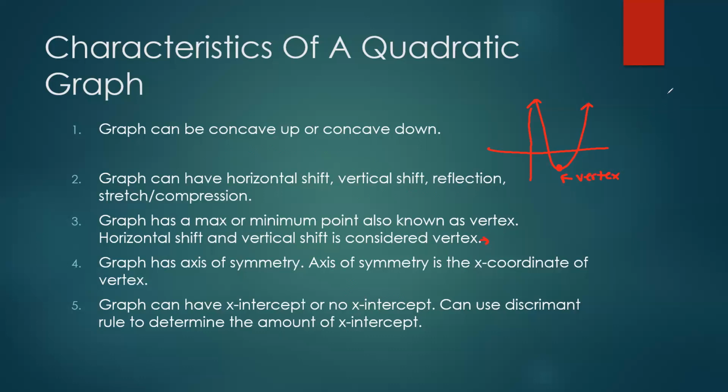And if it was concave down like this, the vertex would be right here. So just note that the vertex is either the highest point or the lowest point.